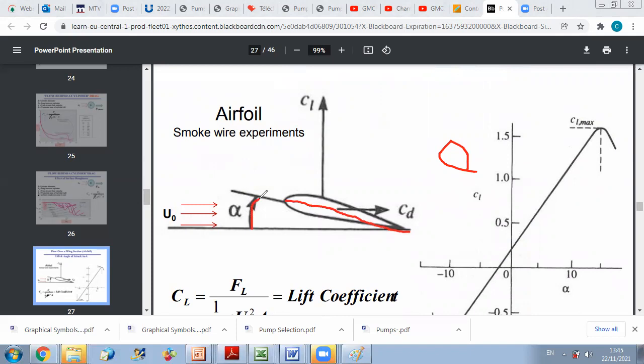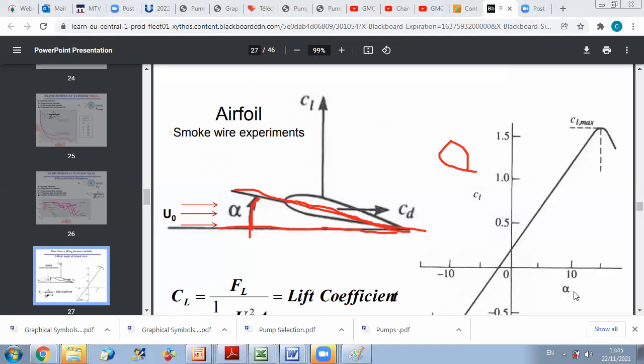What is the angle of attack? The angle of attack corresponds to the angle between the axis of the airfoil and the horizontal direction. So here, you can define for different angles of attack how the drag coefficient and lift coefficient will vary with Reynolds number.